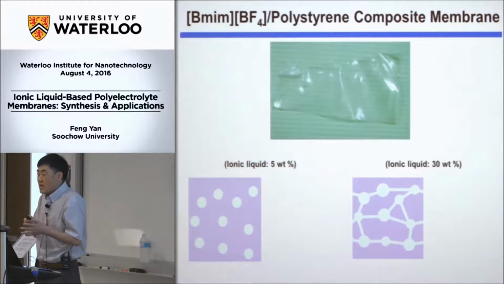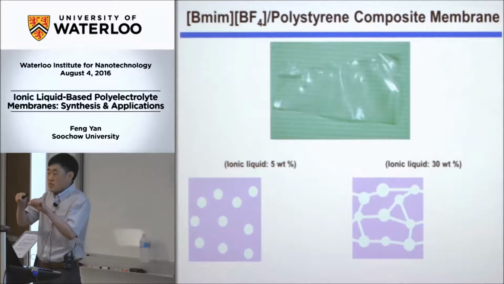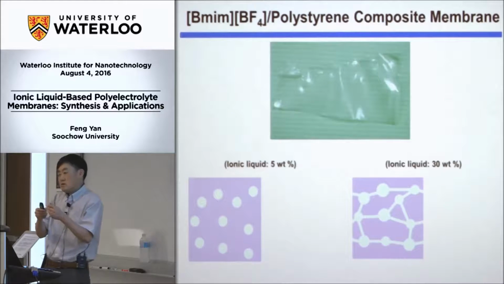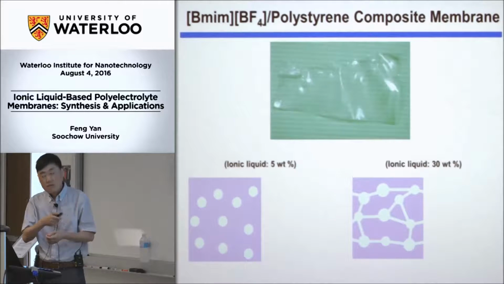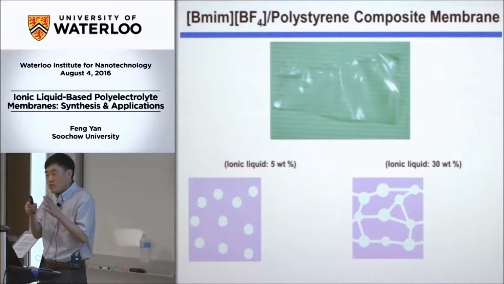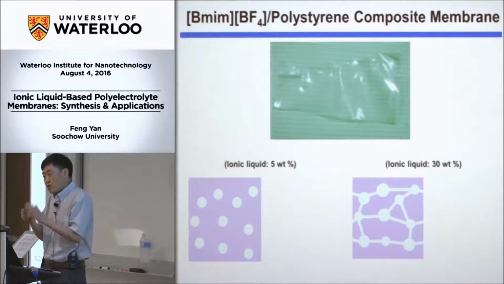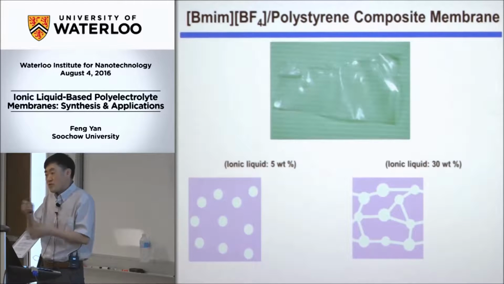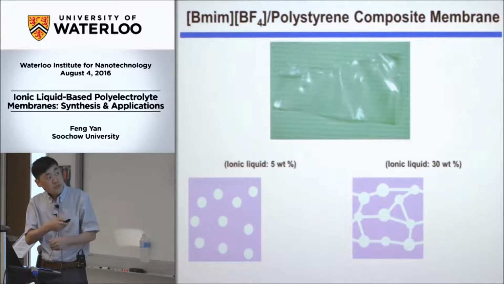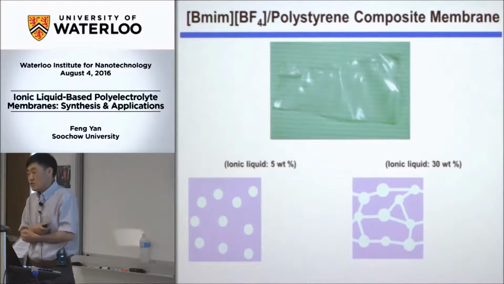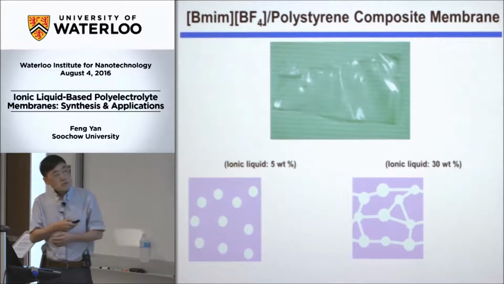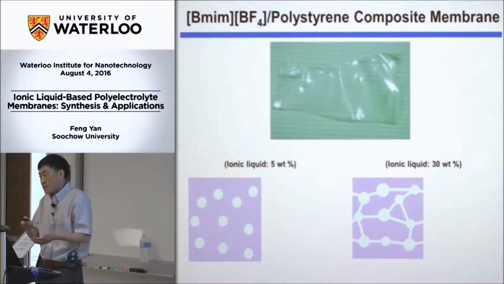So you know polystyrene itself is quite stiff. It cannot be bended or it's quite brittle. But here you can see the polystyrene membrane is quite flexible. If you mix the ionic liquid with the polystyrene directly, it's impossible because they cannot be swollen or just mixed with each other. But if you use this method, you can get very flexible and transparent electrolyte membranes. Is this picture correct or not?